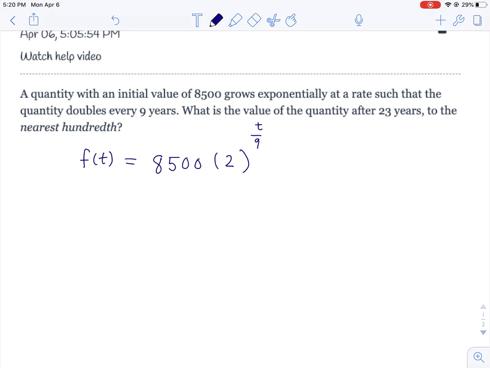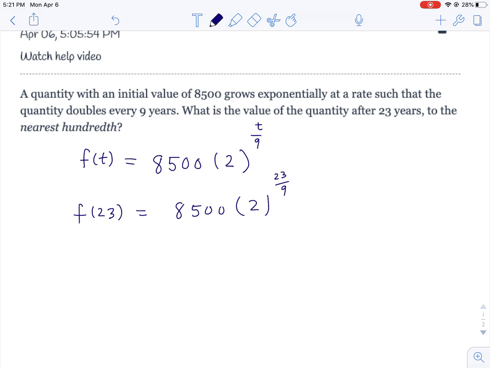That's the whole problem. So any of these things about doubling or tripling, that's going to be the base of your equation. So now they want to know after 23 years, well, you're just plugging in 23, right? F of 23. So it's 8,500 times 2 to the 23 over 9. And 23 over 9 is about 2.5. So you're going to double a couple of times and then half of a time.